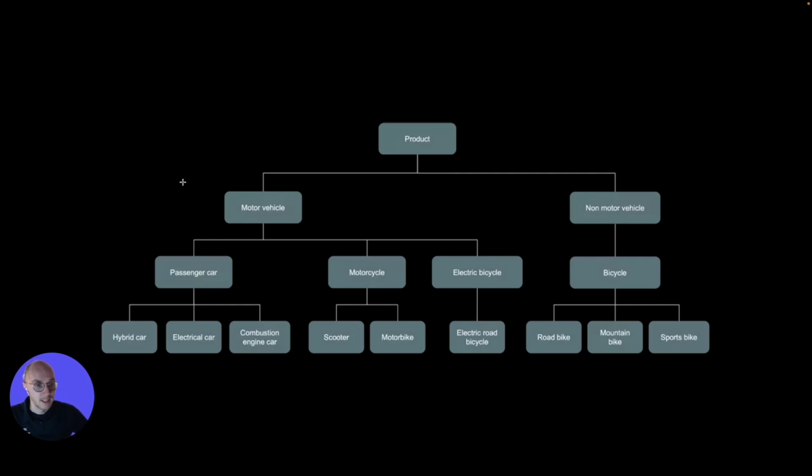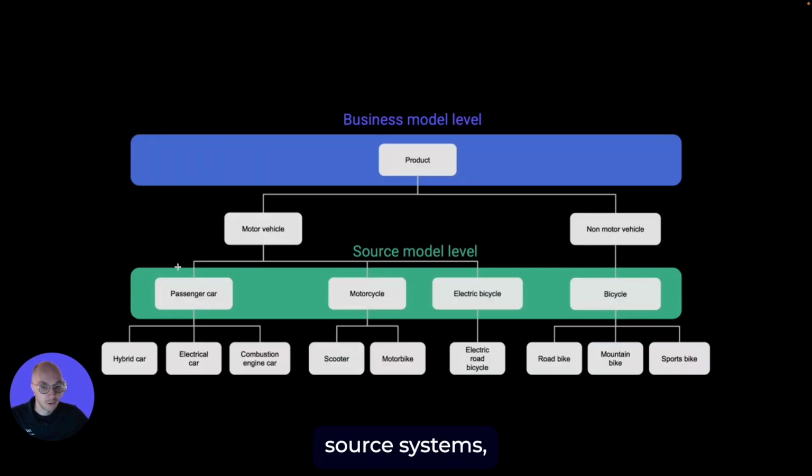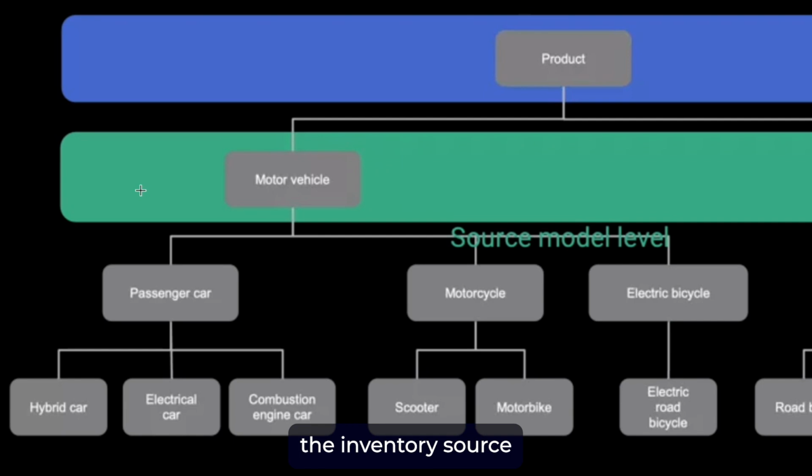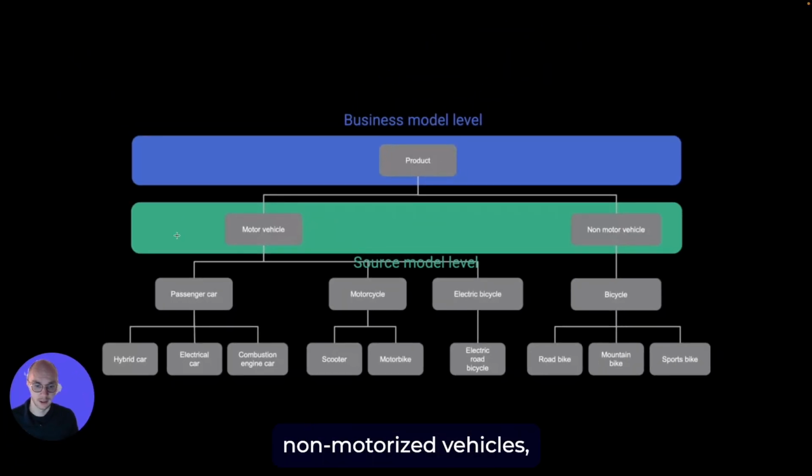The problem is that the actual source systems, for example, this first CRM system that they've built, that operational data system talks about products at the third level of this taxonomy. So they talk about passenger cars, motorcycles, and so on. And the other source they try to integrate, which is the inventory source, talks about motor vehicles or non-motorized vehicles, which is a bit annoying because they really want to integrate at this top business model level.